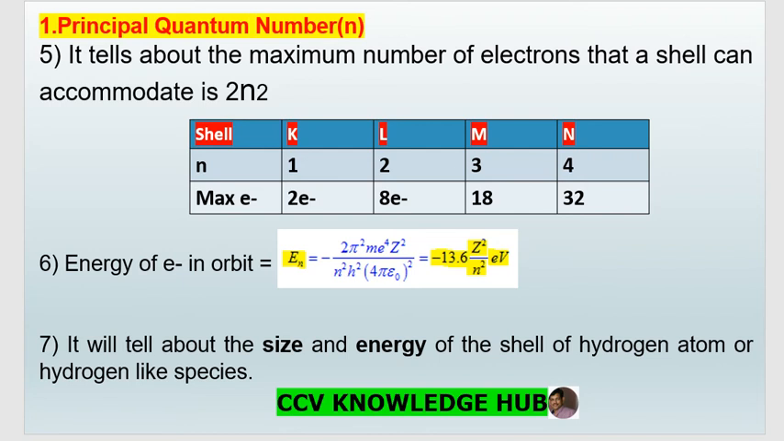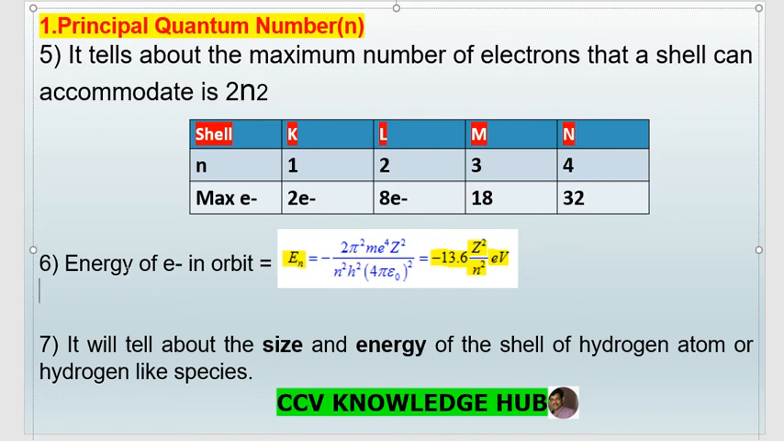Why? Because here if you see, s, p, d orbitals are present. The s orbital can hold 2 electrons, the p orbital 6 electrons, and the d orbital 10 electrons. So total 2 plus 6 plus 10, total 18 electrons are present. The maximum number of electrons is 18. And for the N shell, 32 electrons are present, because s, p, d, f, 4 orbitals are present. That's why 32 electrons are present in the N shell.